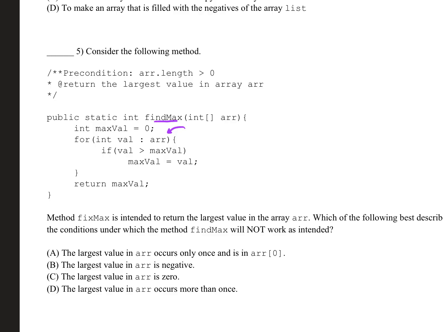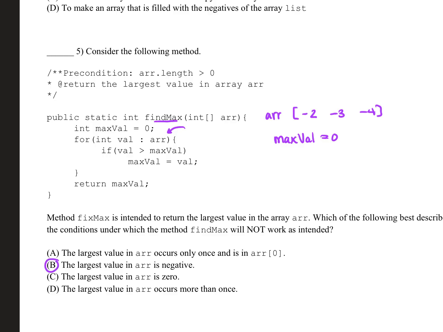Why does it not work as intended? Well, what happens if our array was all negative? You've currently set the max value equal to 0. So is any value inside of that array going to be bigger than 0? No. So you're always going to have your max value, which is 0, and that's not even in the array. So if all of them are negative, it won't find it.